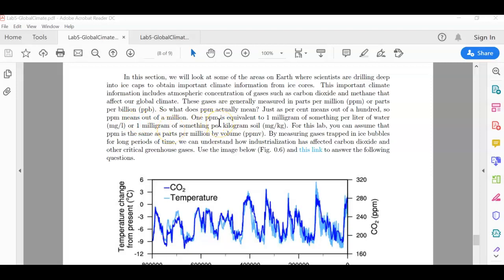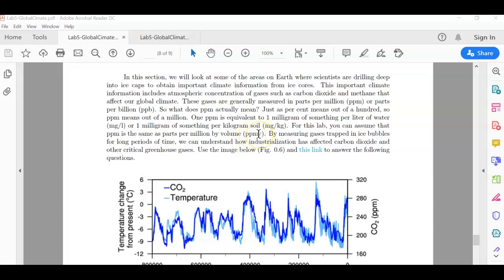1 ppm is equivalent to 1 milligram of something per liter of water, or 1 mg over L, or milligram of something per kilogram of soil, depending on what you're measuring. So that would be mg over kg. For this lab, you can assume that ppm is the same as parts per million by volume, which is ppmv.